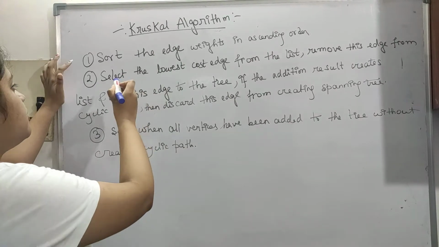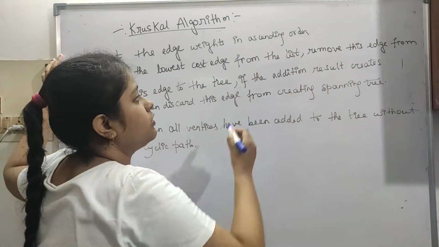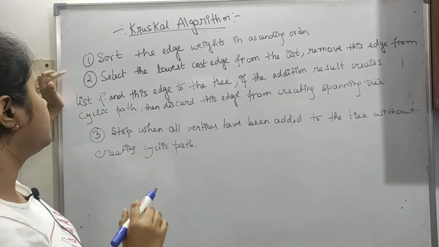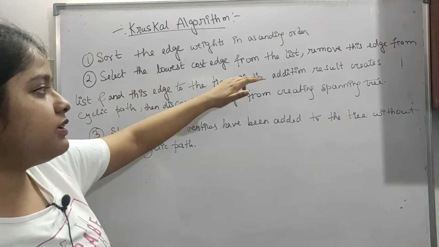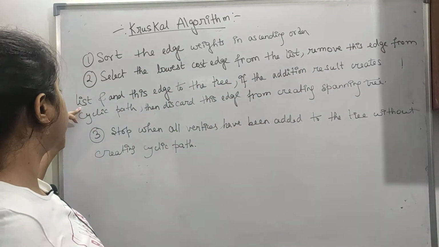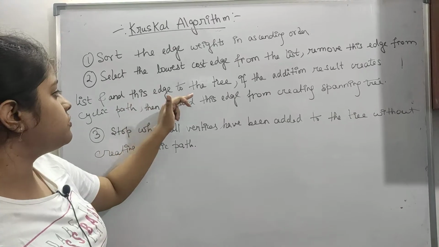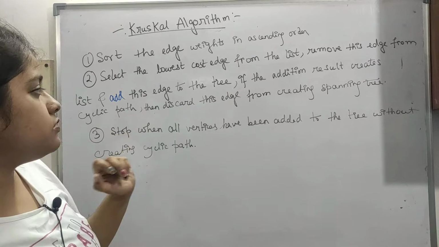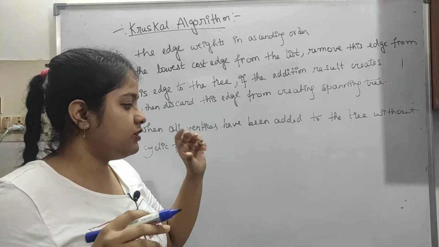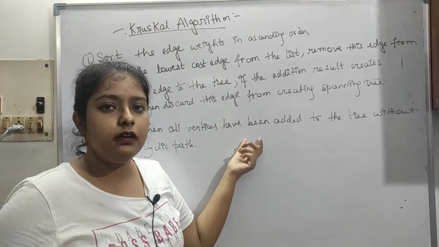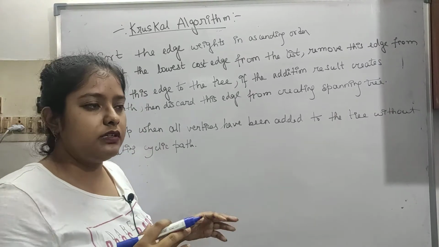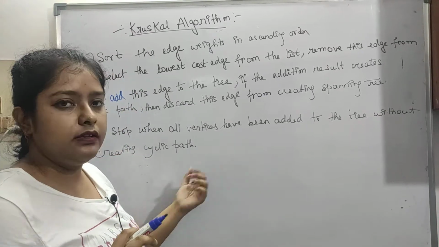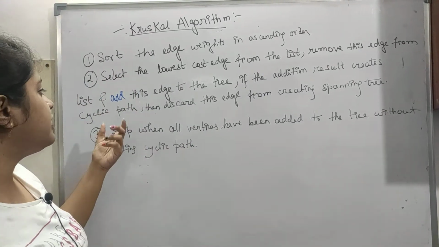Now, the Kruskal algorithm: sort the edge weights in ascending order. So we have this graph and we have to sort the edge weights in ascending order. Select the lowest cost edge from the list, remove this edge from the list, and add this edge to the tree. So the least weight will be taken first, and this is not arbitrary. In Prim's we were taking arbitrary, but here we are taking the least cost edge and adding it to the minimum spanning tree graph.